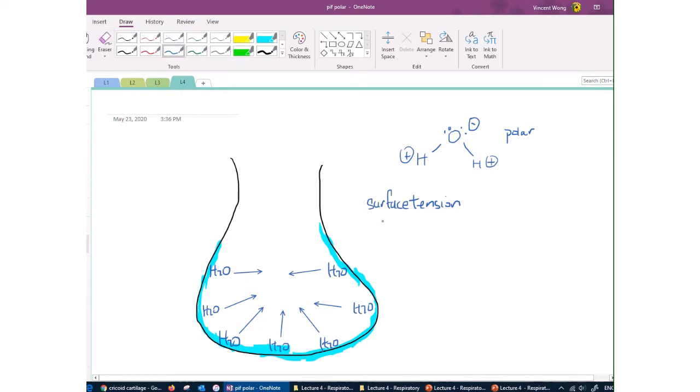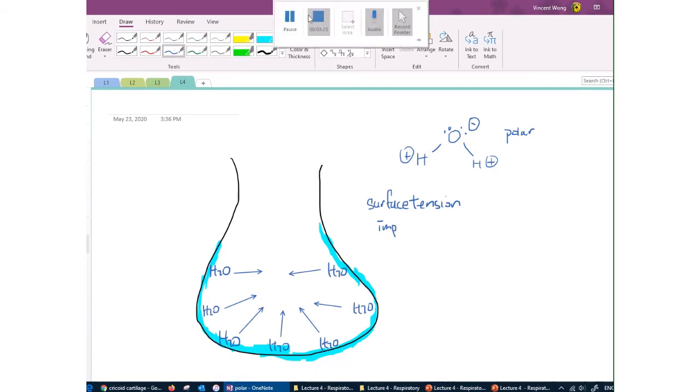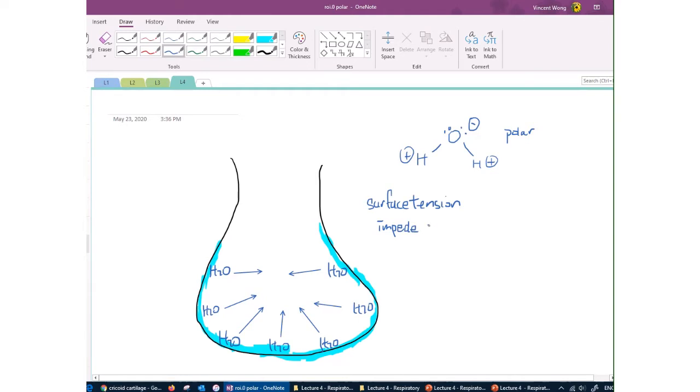So surface tension is going to impede inhalation. That means it's going to make it more difficult for inhalation, right? But because it's causing the alveoli to collapse, it actually will help with exhalation. Okay. So we don't want too much surface tension.